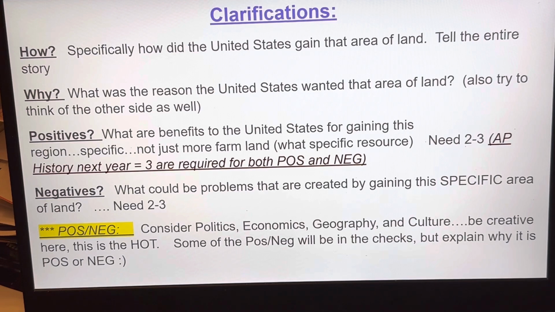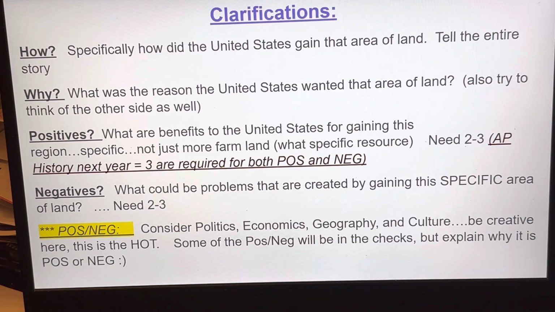Positives and negatives, you can see are listed. What's the benefit to us gaining whichever area it is? You have to be very specific. If you just say more land, well, all of them are more land. Very specific to that region. Everybody's required to do at least two. If you think your two positives and two negatives are not explained well enough, I would add a third. AP history students are expected to have three well explained.